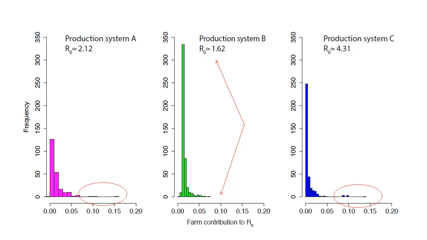And then we call that the farm's contribution to R naught. So we see that some farms are really important. They're way out here in the distribution. These are potential super spreaders, very important in maintaining the connectivity of these networks. And then most farms are relatively low in their individual contribution to R naught.